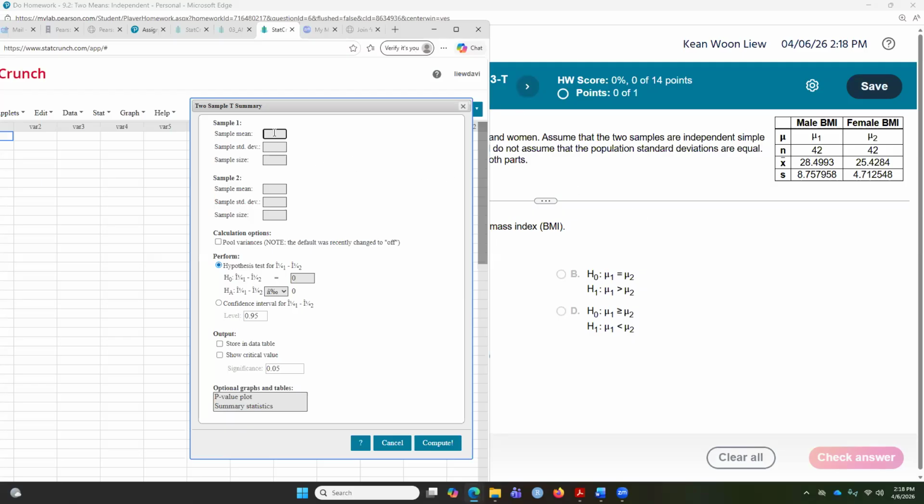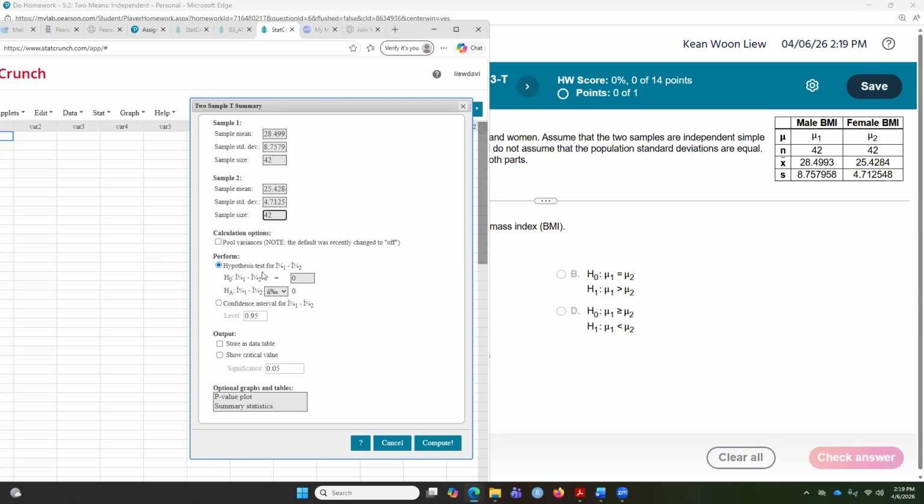The sample mean in this case will be 28.4993. Please don't round these numbers. Sample standard deviation is 8.757958. Sample size is 42. We got 42 males here. For the female, the sample mean is 25.4284, sample standard deviation is 4.712548, and the sample size is 42.